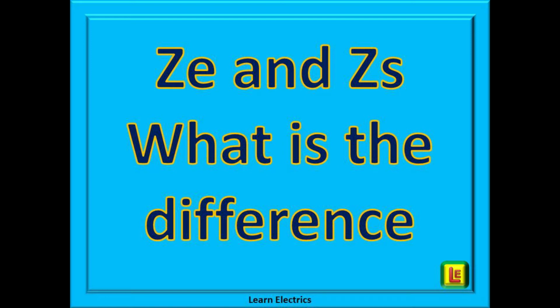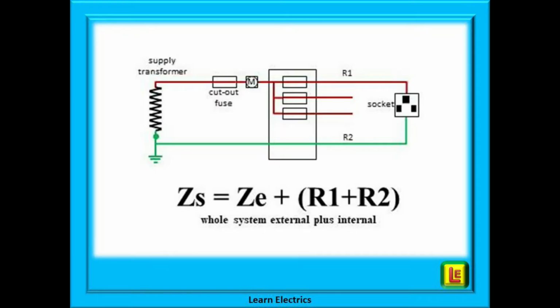So here we go. Shown here is a typical drawing for an installation. We are interested in the ZE and ZS readings and what happens during a fault. So here we've only shown the phase conductor or R1 and the earth conductor or R2. We have left off the neutral for clarity at this point.